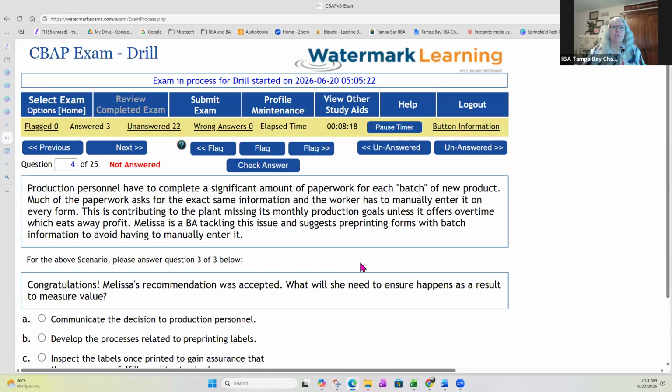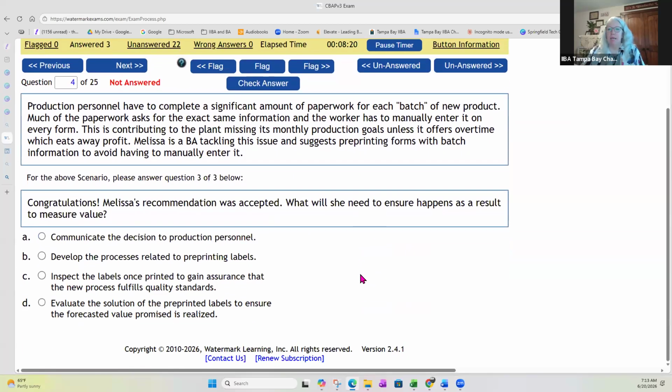Okay, next question on the same scenario. And I see Gabrielle has joined us. Welcome. Melissa's recommendation was accepted. What will she need to ensure happens as a result to measure value? Should she communicate the decision to production personnel, develop the processes related to pre-printing labels, inspect the labels once printed to gain assurance that the new process fulfills quality standards, or evaluate the solution of the pre-printed labels to ensure the forecasted value promised is realized?